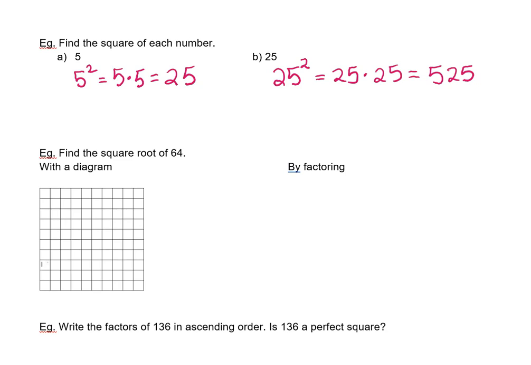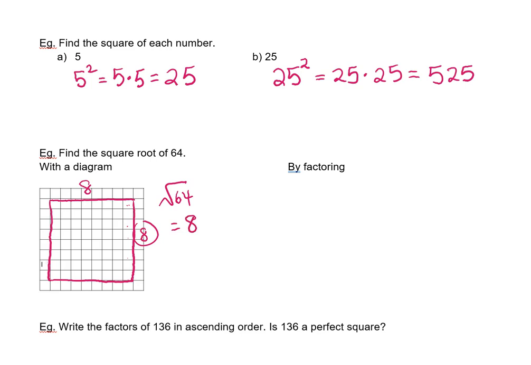So we could make a square with 64 squares. Let's draw one. Okay, so we're going to make a square. Now if we wanted to count all of these, there would be 64 squares in there. And it's 1, 2, 3, 4, 5, 6, 7, 8 across, and 1, 2, 3, 4, 5, 6, 7, 8 down. Good. So the square root is right there. The square root of 64 is 8.